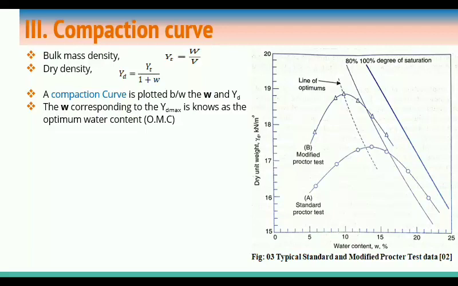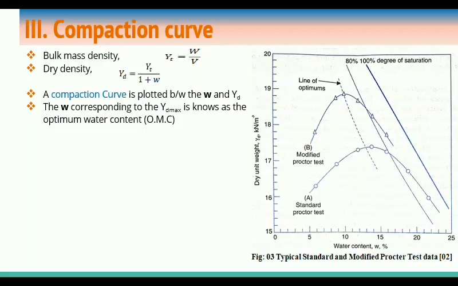Let's consider water content less than the optimum moisture content, and this phase is called the dry of optimum. And if the water content is more than the optimum moisture content, that would be the wet of optimum. So let's discuss the dry of optimum, meaning water content is less than optimum moisture content. What is happening in this case? In this case, soil is very stiff and has a lot of voids, so that's why the dry density is less.